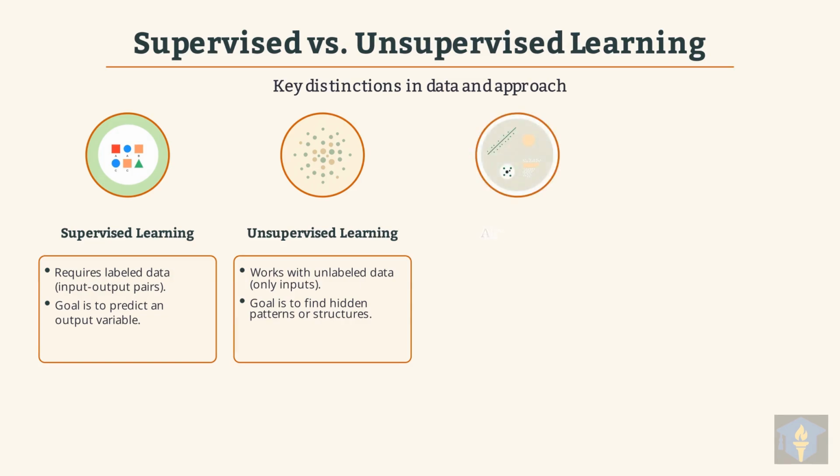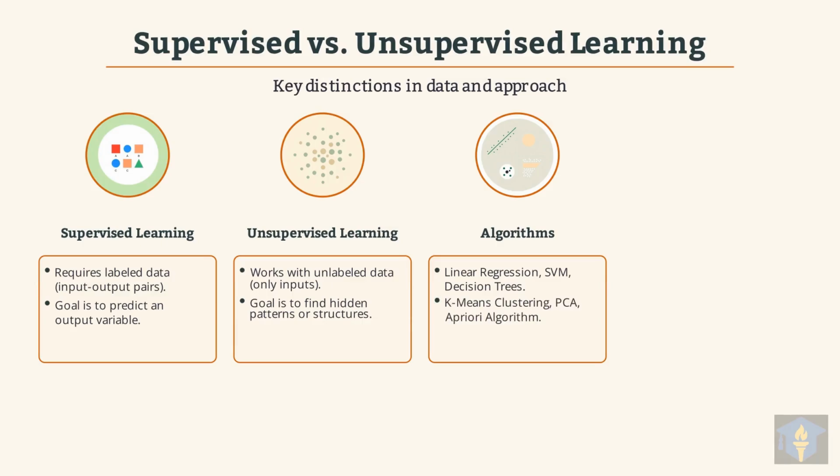Let's look at some common algorithms associated with both supervised and unsupervised learning techniques. For supervised learning, we have algorithms like linear regression, support vector machines, and decision trees. In unsupervised learning, examples include k-means clustering, principal component analysis, and the a priori algorithm.